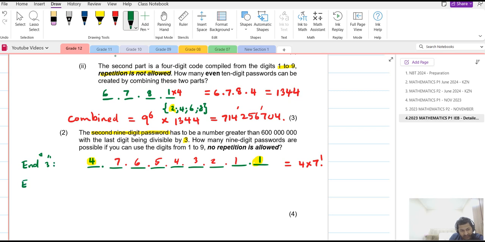Now I'm going to do ending with 6. What happens if I end with a 6? I know I'm going to have 7 factorial in between. If I end with a 6, I can't start with a 6 here because repetition is not allowed. Or if I end with a 9, I can't have a 9 in the front. So I only have one option there. Now you're going to have 3 options here. Why? Because I used up a 6.